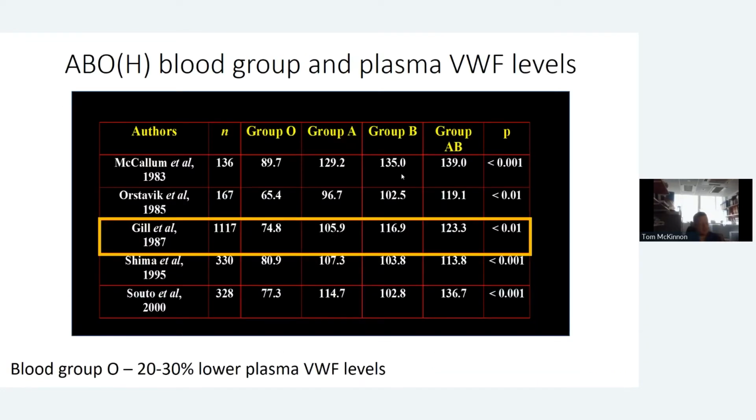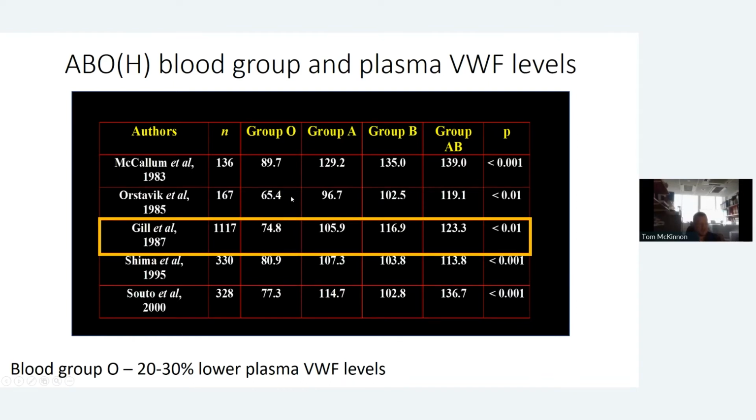So your plasma levels vary significantly, and there are many factors which affect your level of VWF. But I mentioned to you on my first slide about the ABO blood group, and it actually follows that your ABO blood group is a significant determinant of how much von Willebrand factor you have. There have been numerous studies that have shown this, but perhaps still the best characterized is a large study back in 1987. And this demonstrated that individuals of blood group O have 20 to 30% less plasma VWF than individuals of the non-O blood groups.